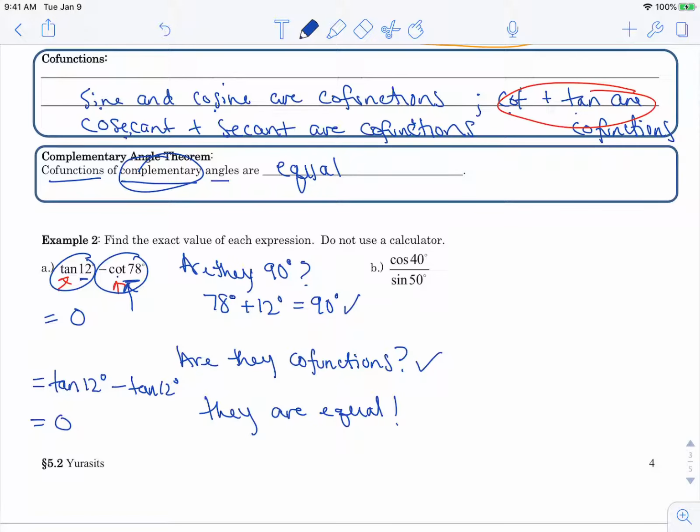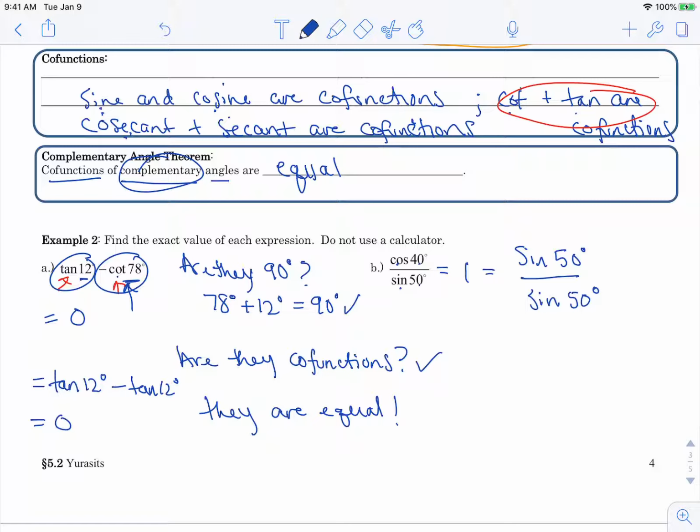So for B, are cosine and sine, or let me start the other way. Are 40 degrees and 50 degrees complementary? Yes. Are cosine and sine known as cofunctions? Yes. So this is saying I have something divided by itself because these are equal, so that's why I get 1. Another way for me to explain this is you can replace just one of them with what it would be equal to.